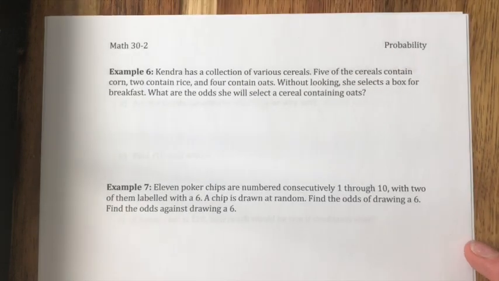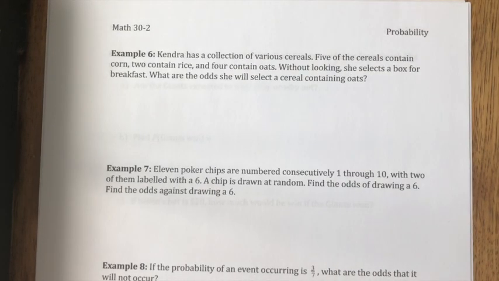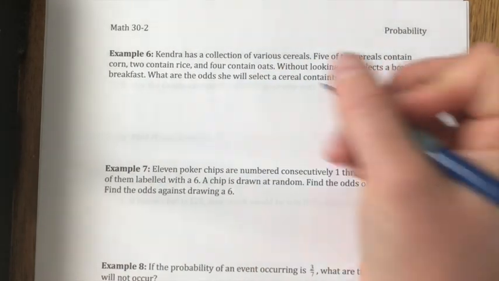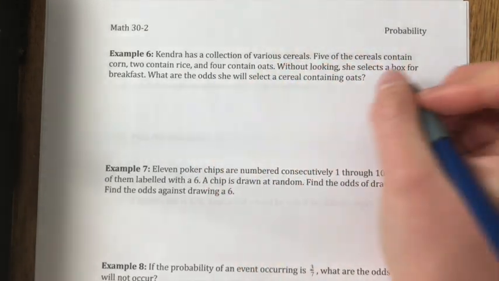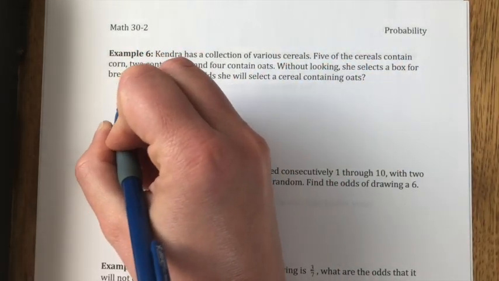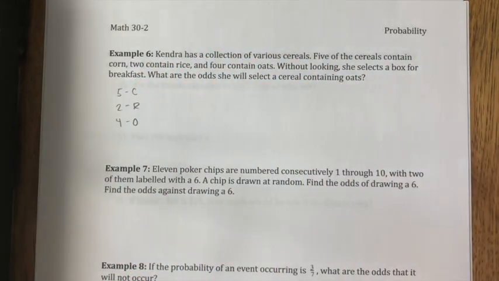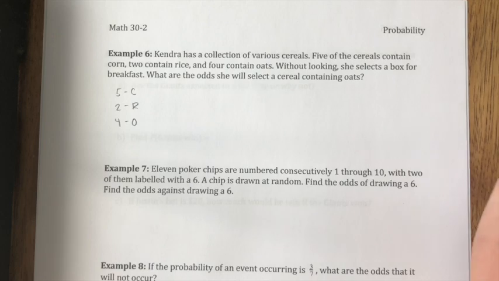Next example: Kendra has a collection of various cereals. 5 of the cereals contain corn, 2 contain rice, and 4 contain oats. If you ever need to organize your thoughts, if you don't want to read every time, you can go 5 corn, 2 rice, 4 oats, to kind of organize that.